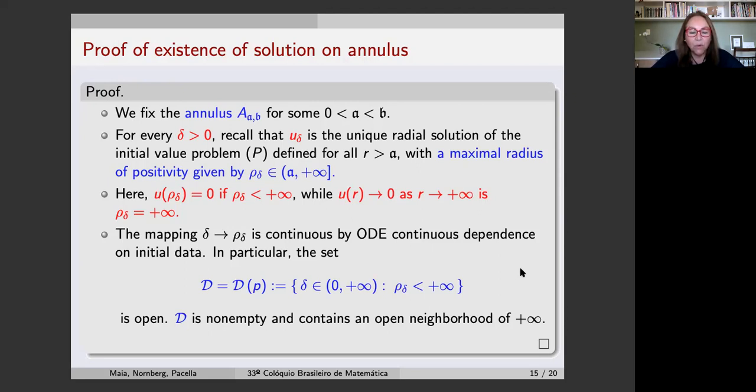This set is open by the ODE continuous dependence with respect to initial data, and is non-empty because we have shown that for delta very large, rho delta is close to A, so it's a finite number, and D contains an open neighborhood of plus infinity, because if delta goes to plus infinity, you have rho delta close to A, which is finite.